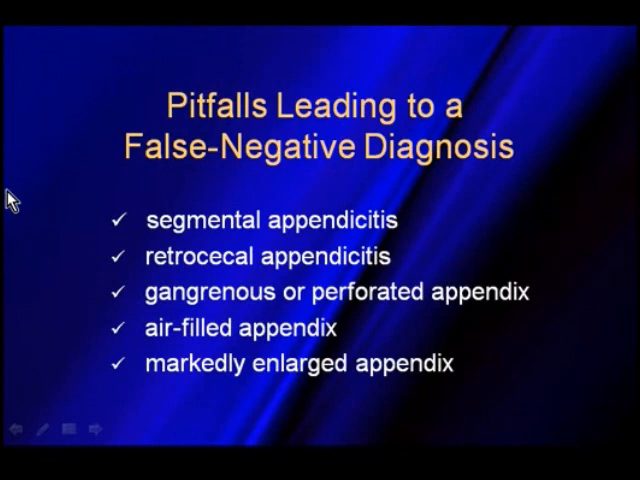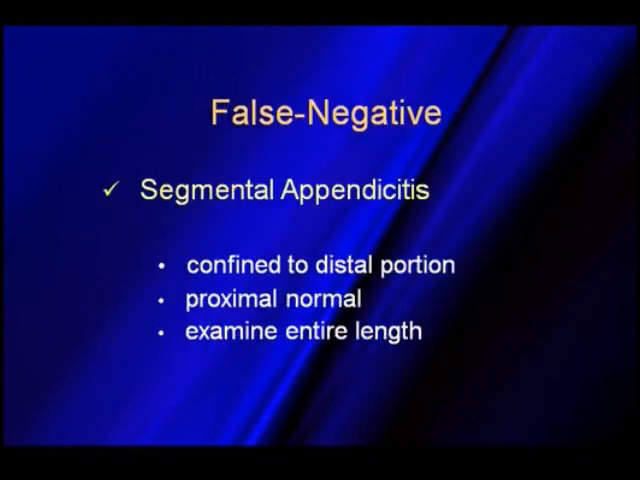What are some pitfalls that can lead to a false negative diagnosis? Segmental appendicitis is one of them, having a patient with a retrocecal appendix. If you have a gangrenous or a perforated appendix and you assume that it's normal, air within the appendix, you mistake it, and also a markedly enlarged appendix.